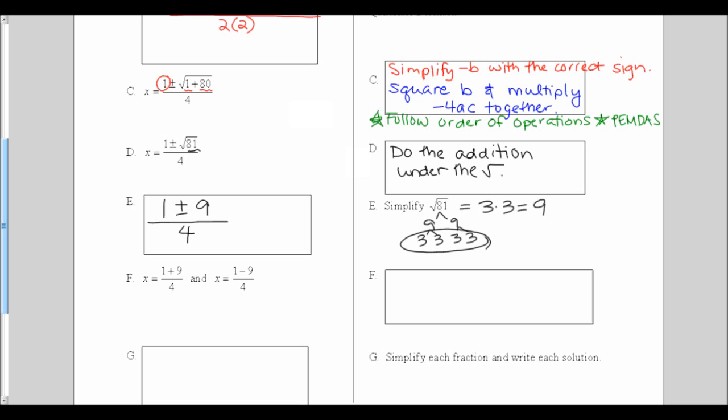So now I have kind of a weird expression, 1 plus or minus 9 all over 4. This is two separate things. X is 1 plus 9 over 4, and also x is 1 minus 9 over 4. So what I'm going to do is I'm going to rewrite this, separating the plus or minus.